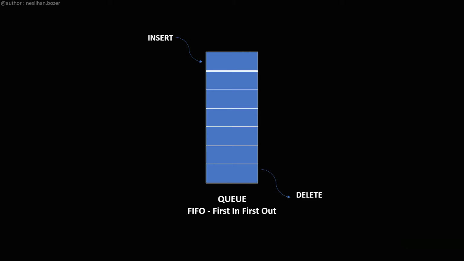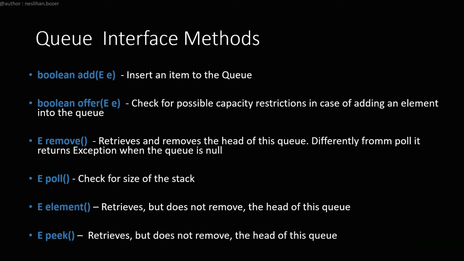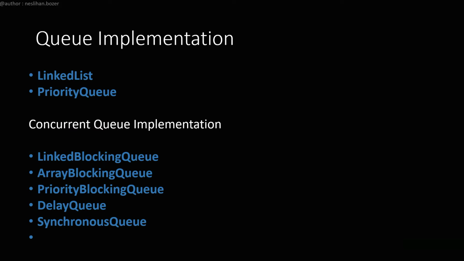And if we look at the queue data structure, it works in first in, first out and extends the collection class. The interface has methods like add, offer, remove, poll, element, and peek. Because it is an interface, to use a queue we need an implementation of it. So we need to implement this.